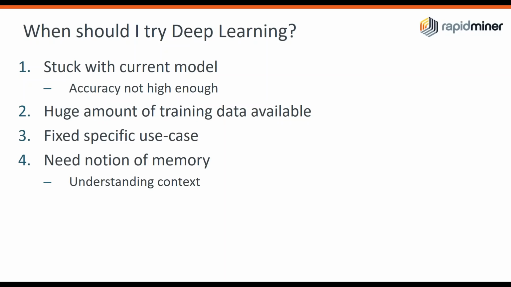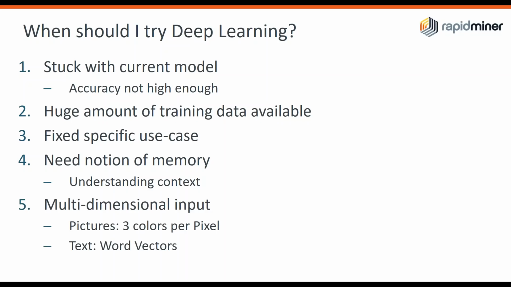Another scenario is that you need the notion of memory. So for example, when you are analyzing some text and you want to have a connection between something that's at the beginning of the text and something that's at the end, and in between there's a huge amount of words and sentences, and you need to somehow have the memory of what happened at the start, then it might be a good idea to try out some deep learning.